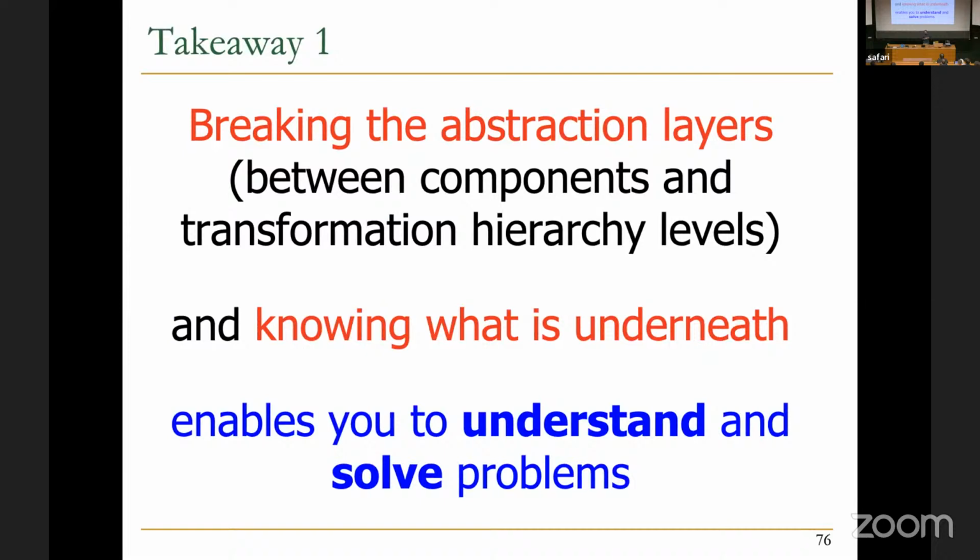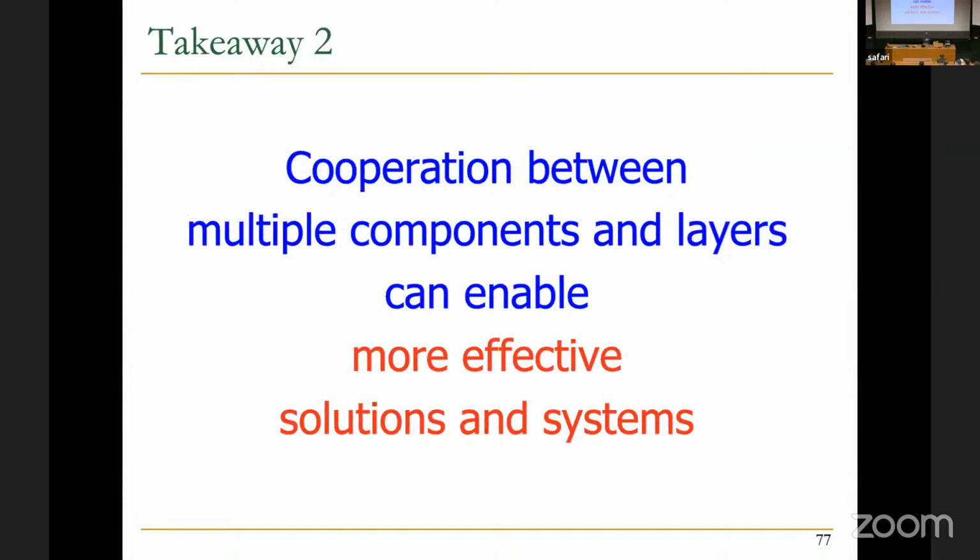So here we have the first takeaway: breaking the abstraction layers between components and transformation hierarchy levels. Knowing what is underneath enables you to understand and solve the problems. And we need cooperation for that, right? Cooperation between multiple components and layers can enable more effective solutions and systems.